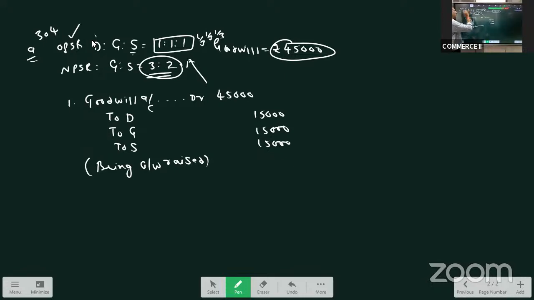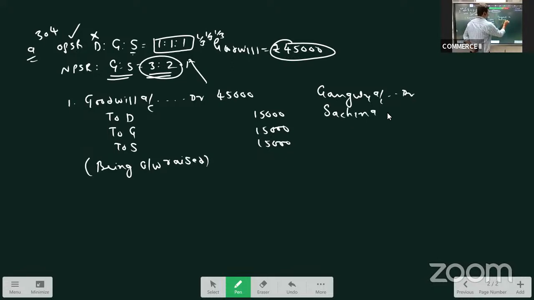If Dravid is going away, who are the partners continuing? Ganguly and Sachin. So the next entry would be Ganguly account debit, Sachin account debit to goodwill account. Total of goodwill is 45,000.